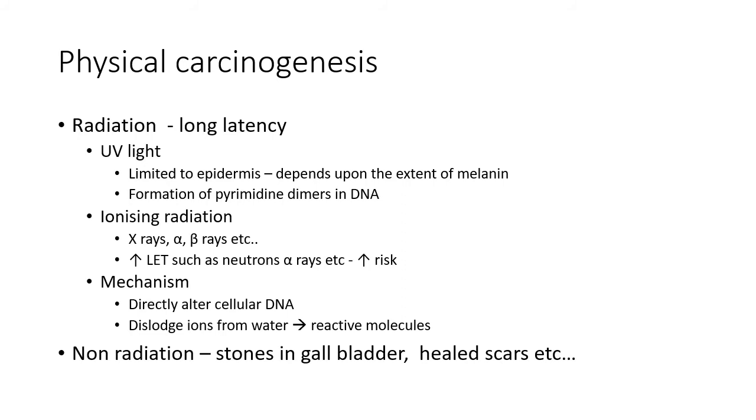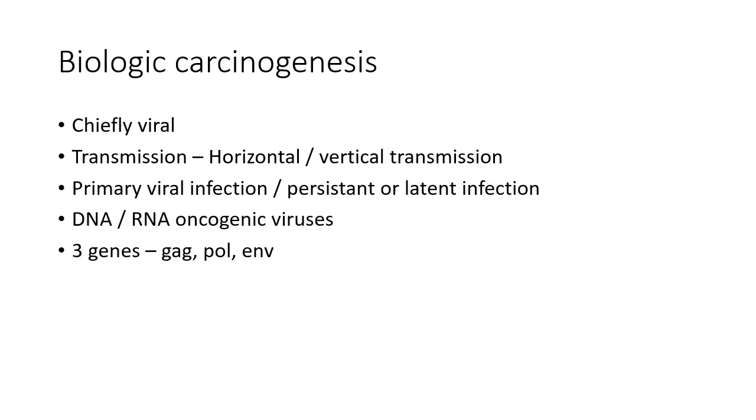Coming to non-radiation physical carcinogens, it is rare and mostly related to trauma, like for example stones in the gallbladder or healed scars transforming into cancer, etc. Coming to biological carcinogenesis or biologic carcinogens, which is another major category. Even though there are examples of tumors caused by parasites, fungus, bacteria, the chief biologic agents which cause cancer in humans are viruses.